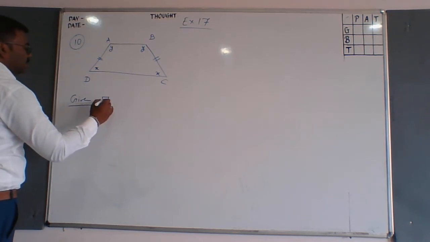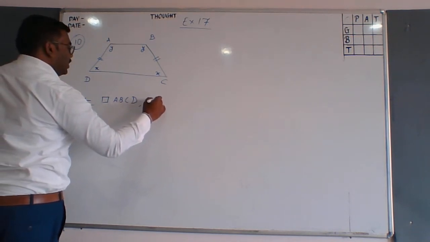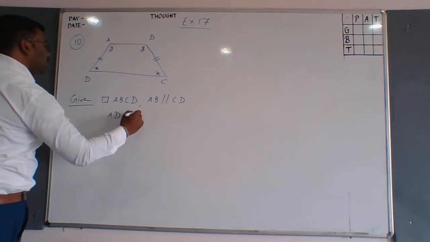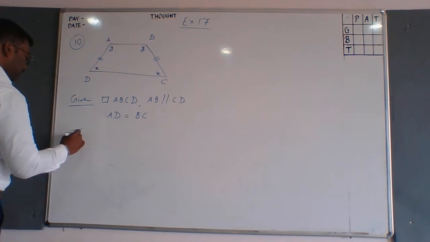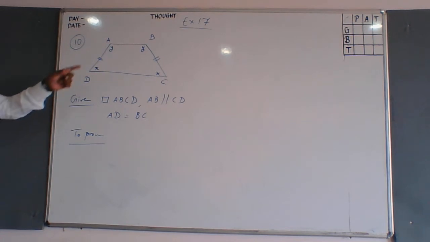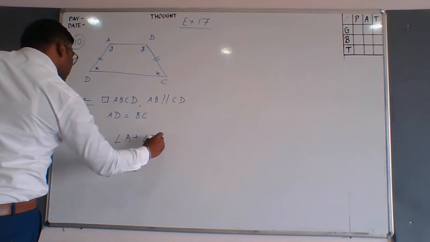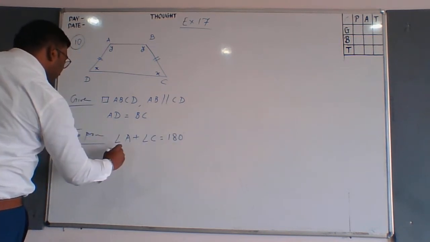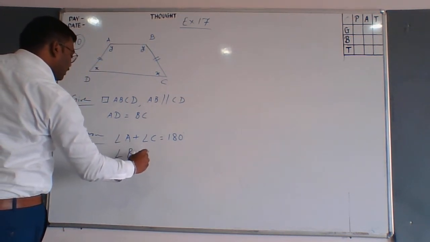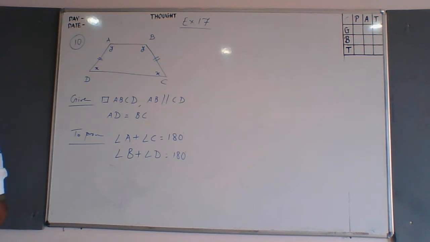In the given, ABCD is a quadrilateral in which AB is parallel to CD and AD equals BC. To prove, we want to show that opposite angles are supplementary. That means angle A plus angle C is 180 degrees, and also angle B plus angle D is 180 degrees. Got it? So these are the two things we want to prove.